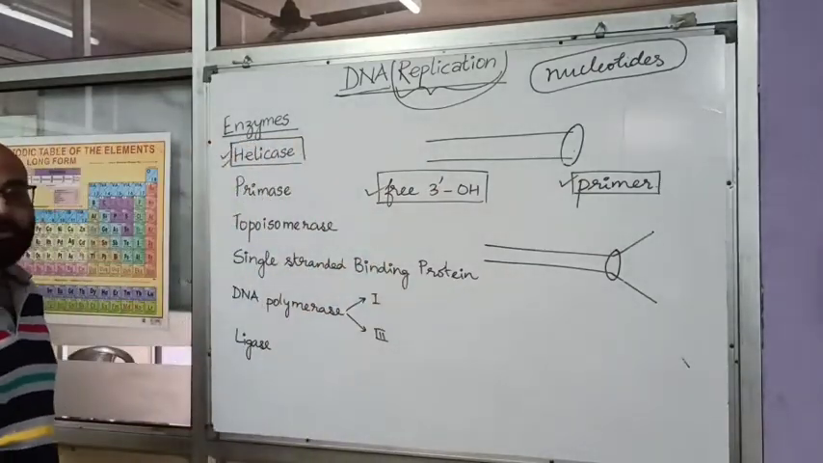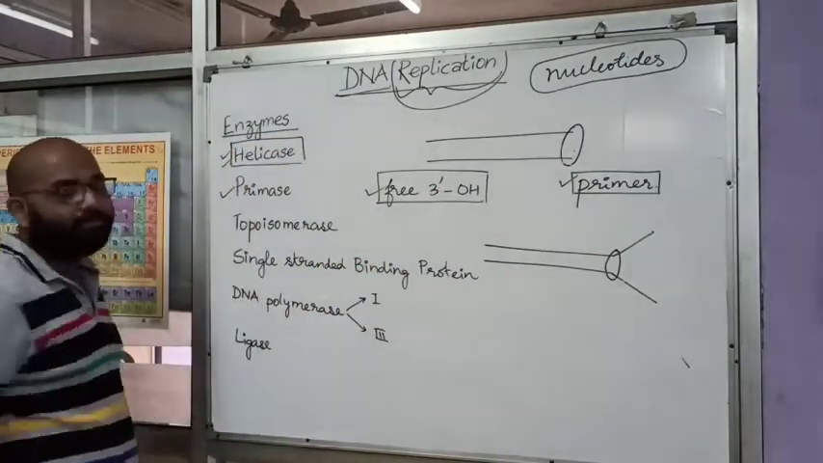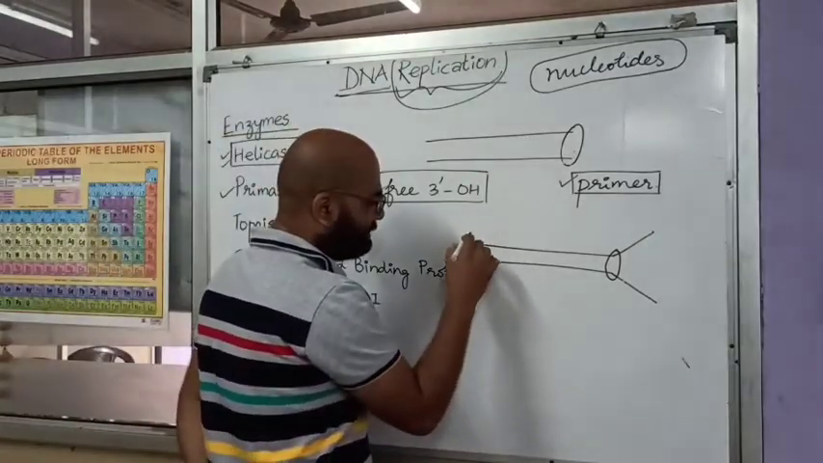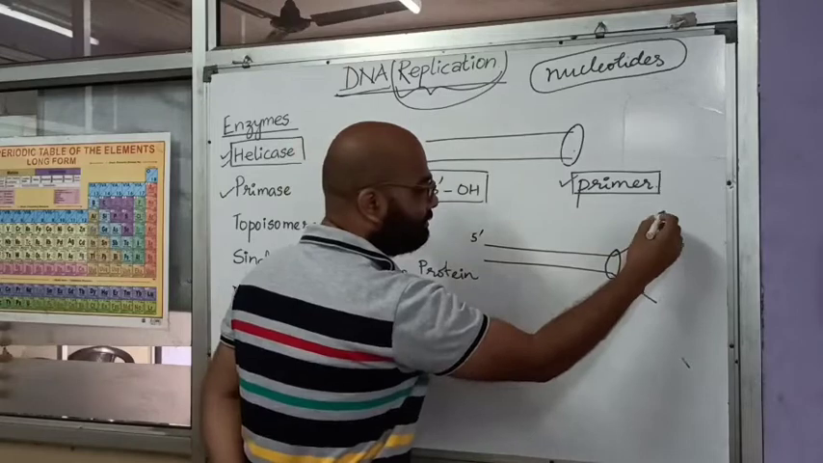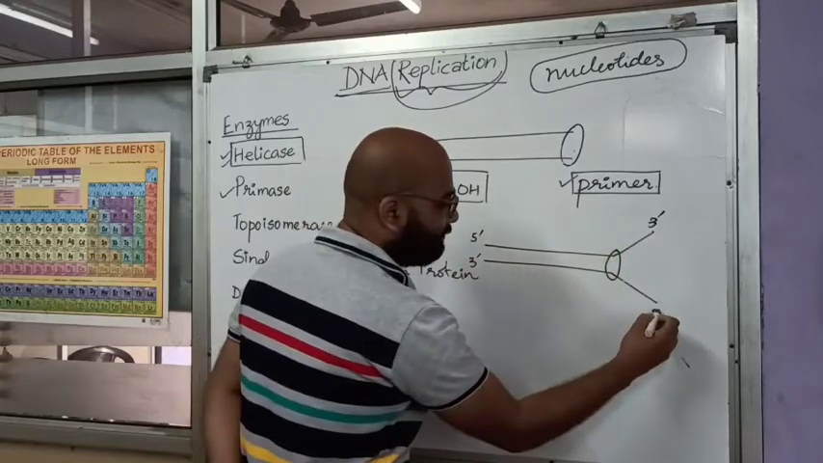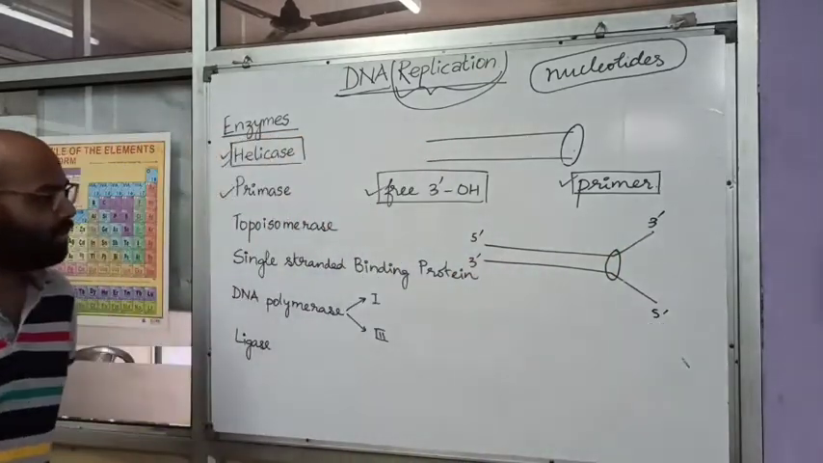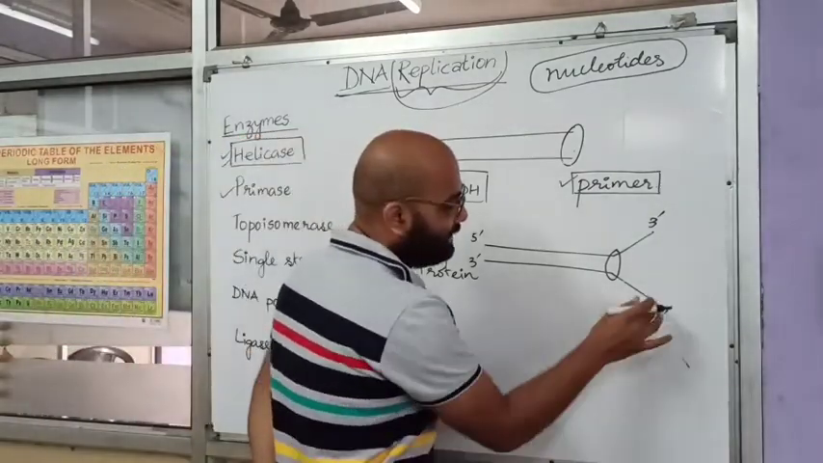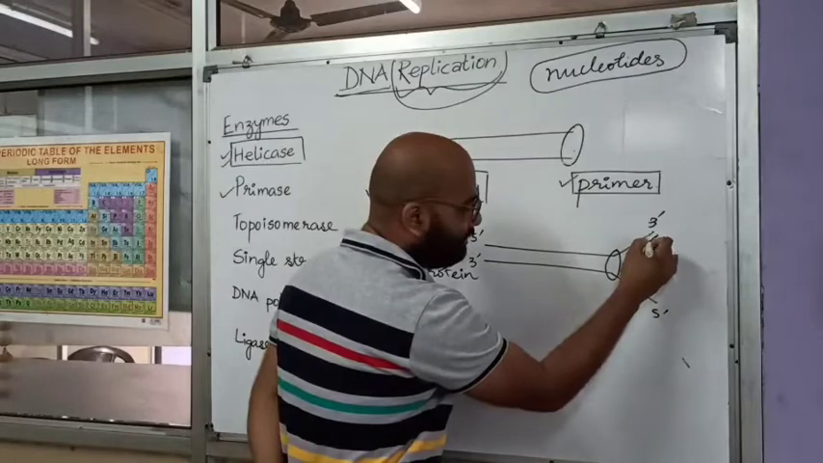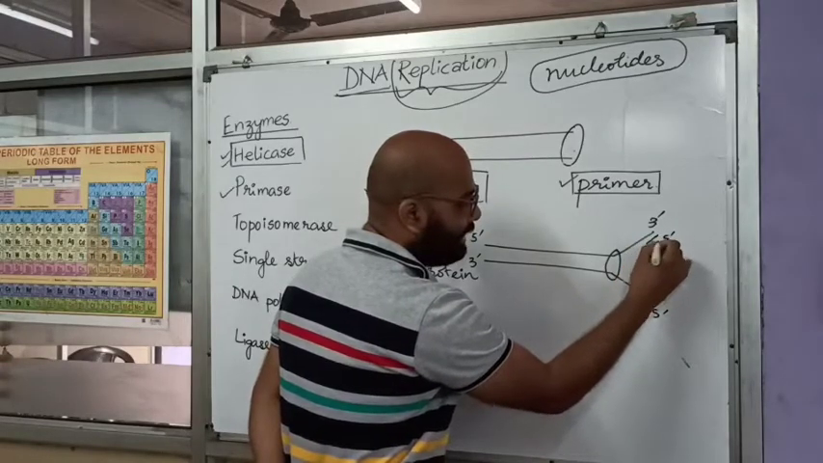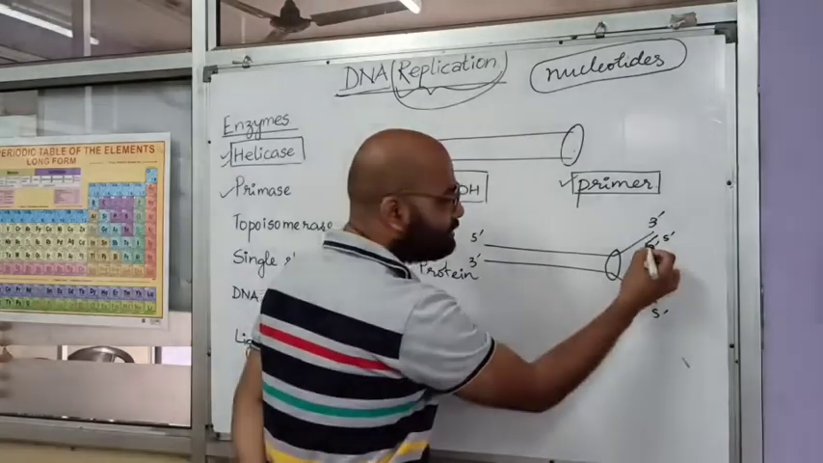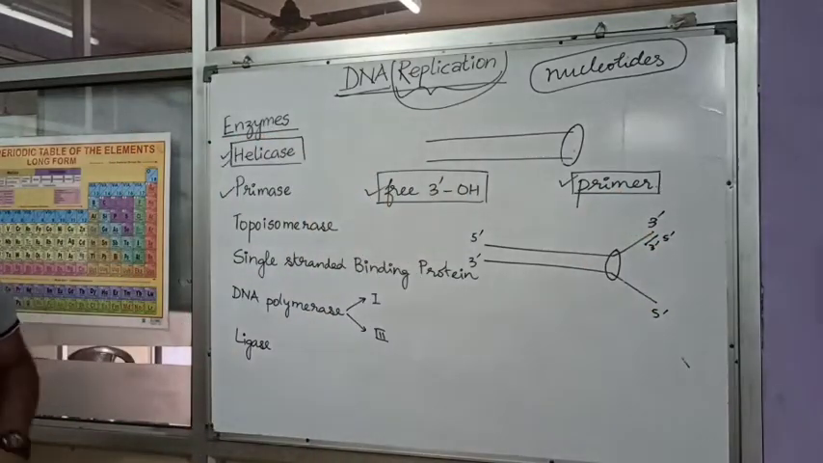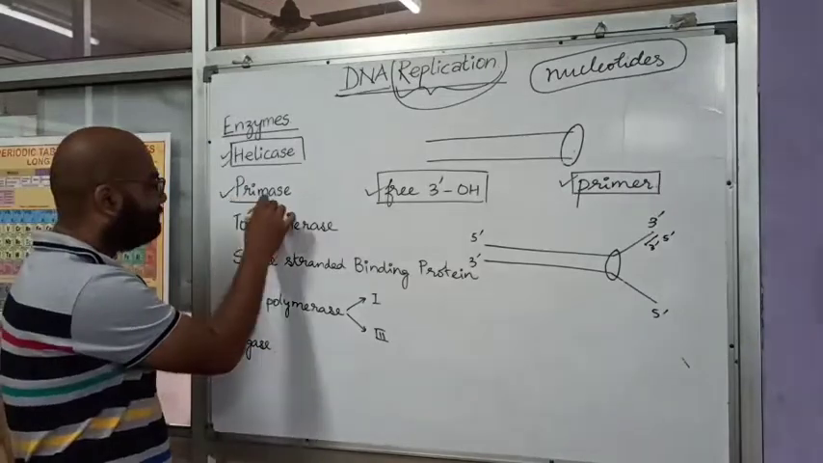And the primer will be synthesized by the enzyme primase. Okay? So if we have some ends, like this is 5', 3', this is 3', 5', what will occur? The primase enzyme is going to set a primer at the end, and this primer is going to provide the free 3' hydroxyl end for new nucleotides to be added.